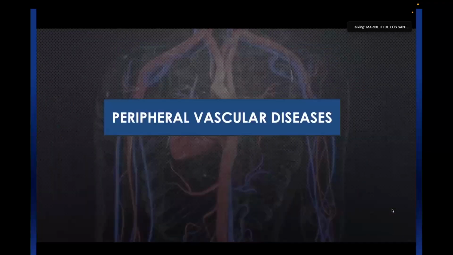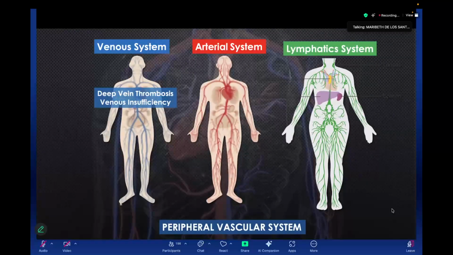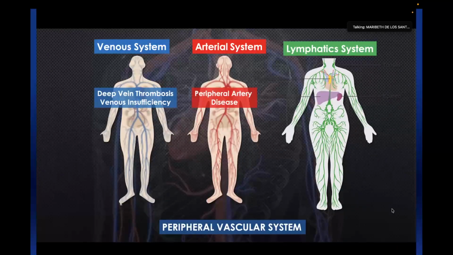Okay, let's now go to peripheral vascular diseases. I'll be discussing deep vein thrombosis and venous insufficiency, peripheral artery disease, and lymphedema.